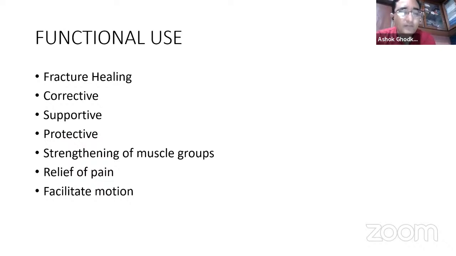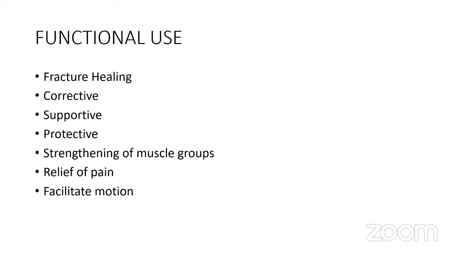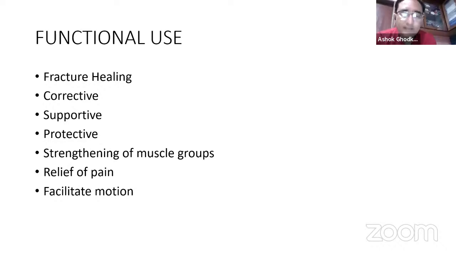And now, what types of splints? So there are static splints, there are dynamic splints, there are hybrid splints. So we just go one by one. So what is the use? So it is used for fracture healing. We can use it for a corrective purpose, supportive, protective, then strengthening of the muscle group, relief of pain, and to facilitate motion.